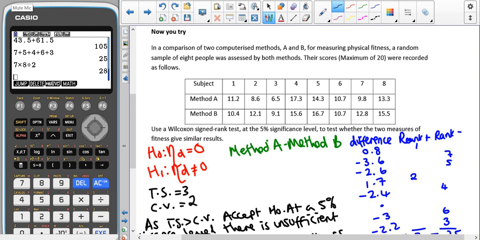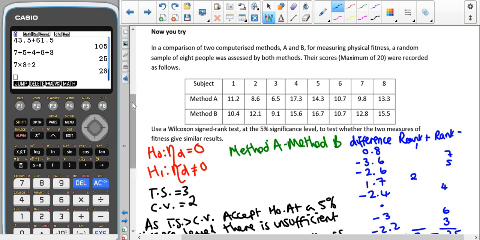So this time, in a comparison of two computerised methods, A and B, for measuring physical fitness, a random sample of 8 people were assessed by both methods. This score, maximum of 20, was recorded as follows. So you can see there the same person doing method A and method B, and the same for each of the 8 people. So we're going to use the Wilcoxon signed rank test at a 5% significance level to test whether the two measures of fitness give similar results.